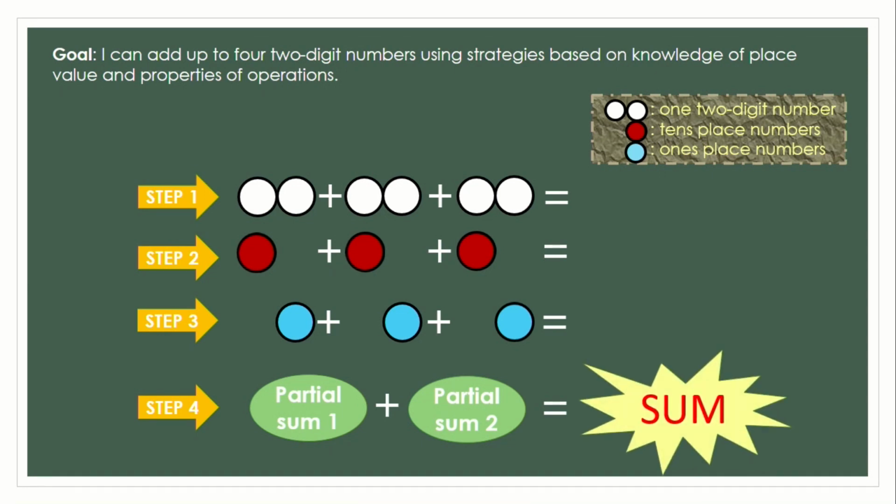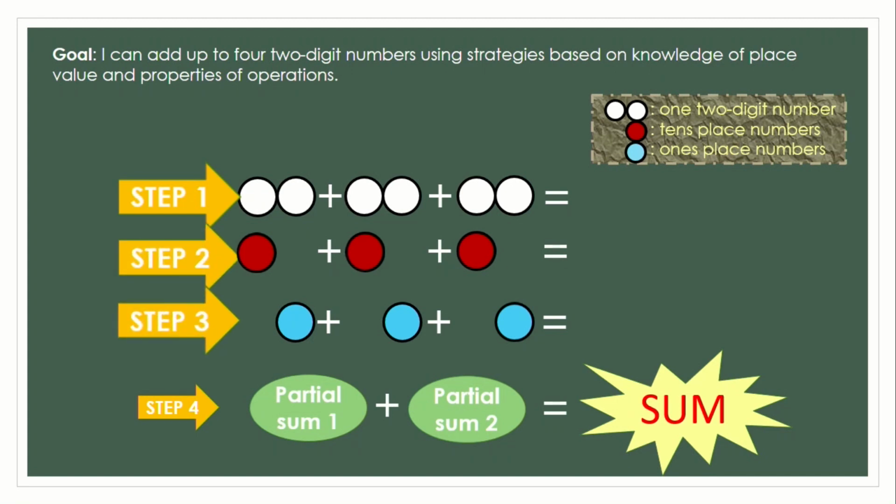So there are 4 steps for the place value strategy. Break down numbers into tens and ones, add the tens place numbers, add ones place numbers, and add the two partial sums together. Do you remember the 4 steps now? Let's try to use the place value strategy to solve another math problem.